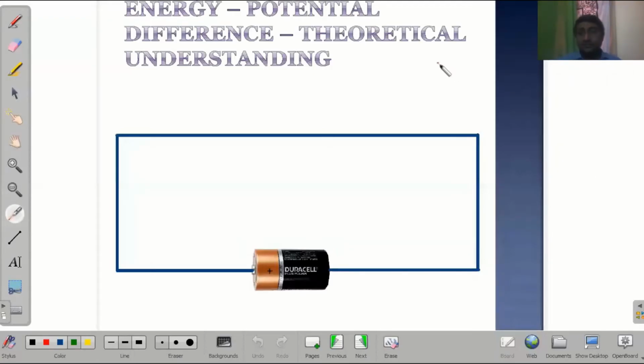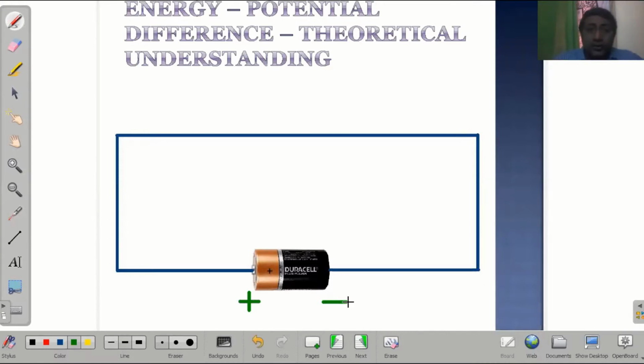So I placed a very simple wire over here, with a battery. Let's make sure we all can see the positive side and the negative side of this battery. That's battery positive, and this is battery negative.